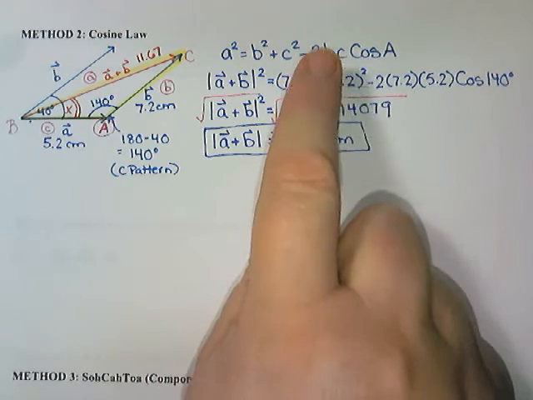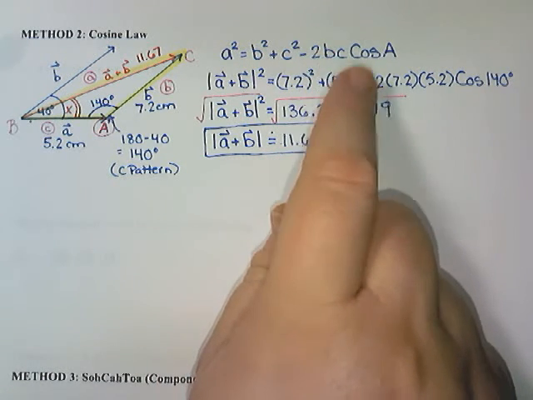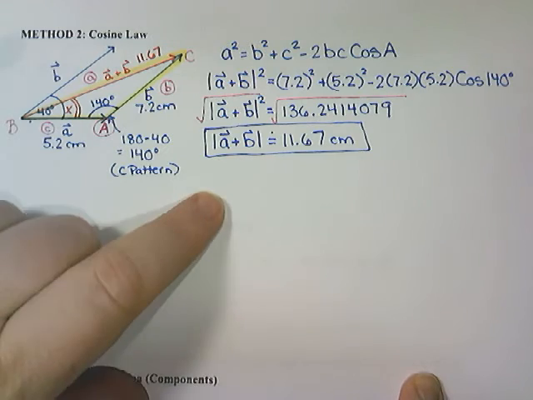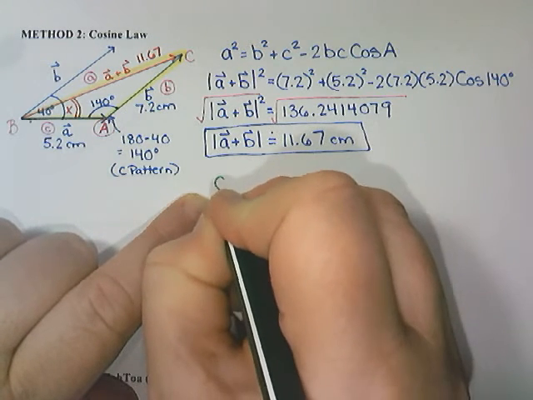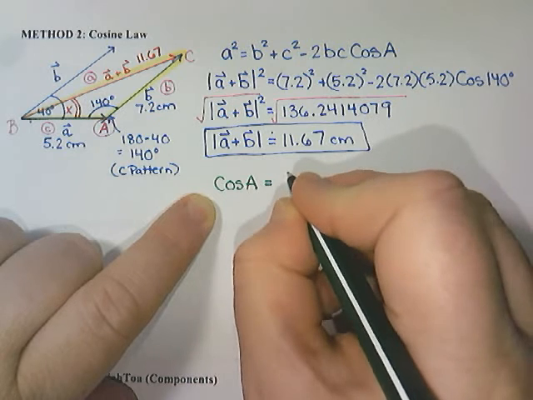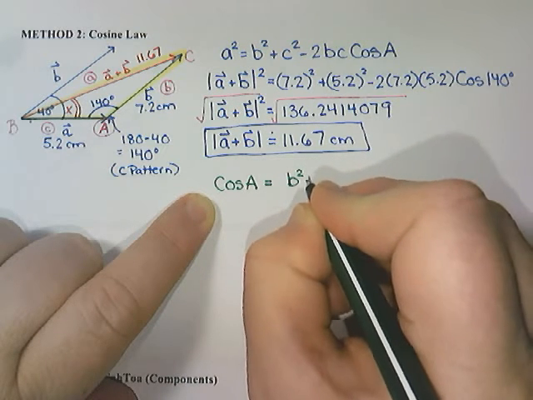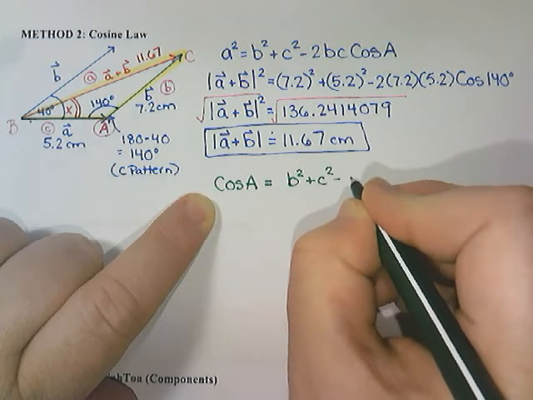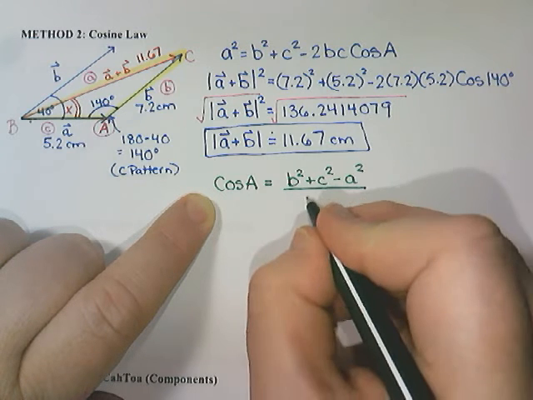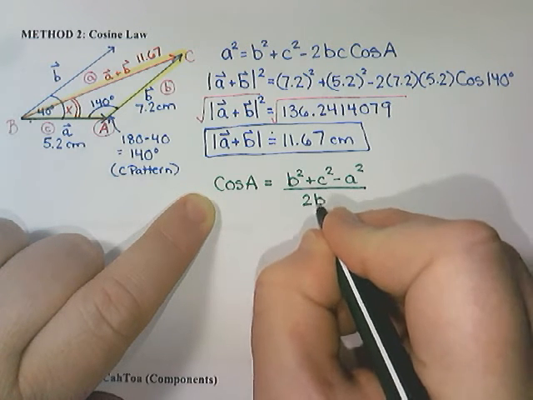But I am not going to use this version of cosine law. I am going to use a rearranged version of cosine law that says that cosine of A is b squared plus c squared minus a squared, all divided by 2bc.